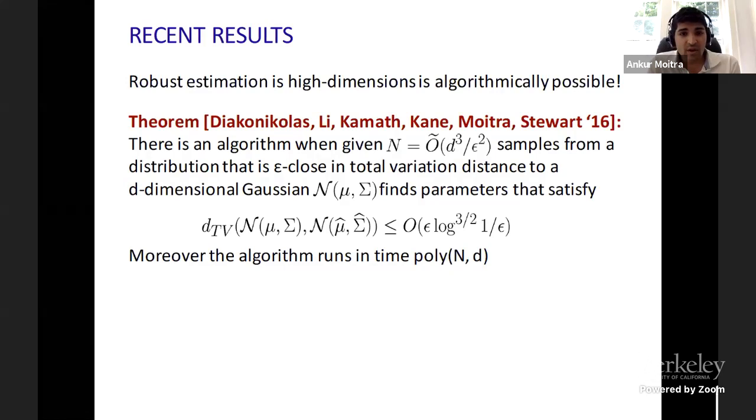So a couple of years ago, me and some great people proved the following result. There's an algorithm that takes a polynomial number of samples, which has the property that if you're given samples from a distribution that's epsilon close in TV to a d-dimensional Gaussian, it finds robust estimates of the high dimensional mean and covariance that get you O tilde of epsilon close. So there are no d factors whatsoever, not even log d terms here, and you can get truly dimension independent robustness guarantees. And the algorithm runs in time polynomial in n and d.